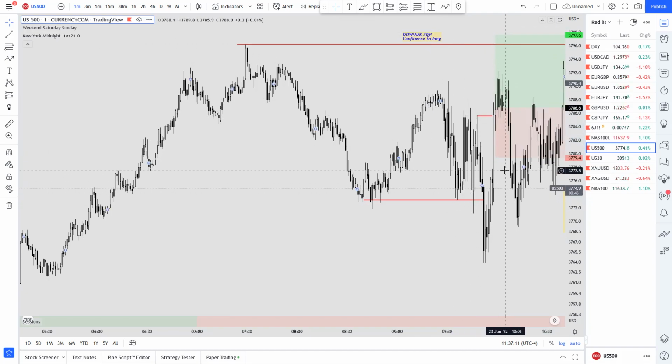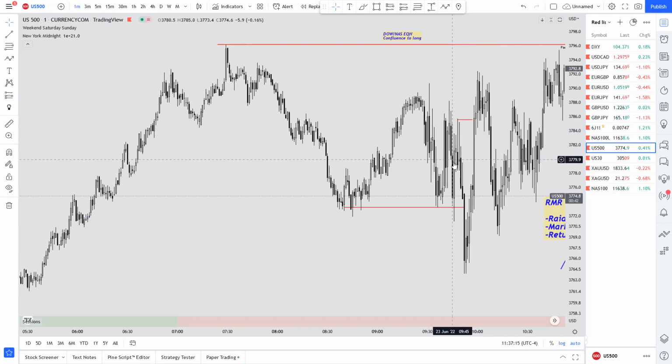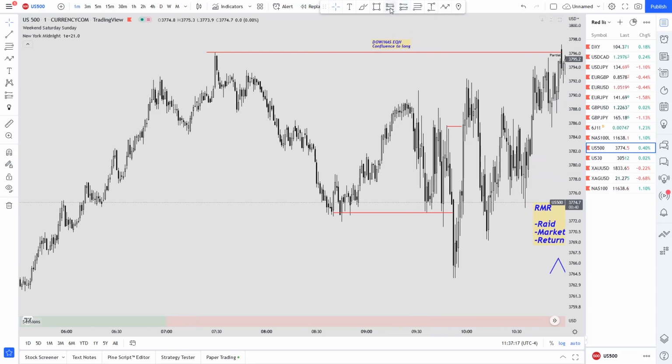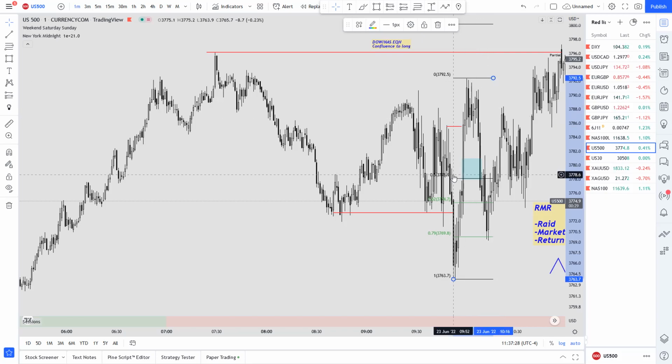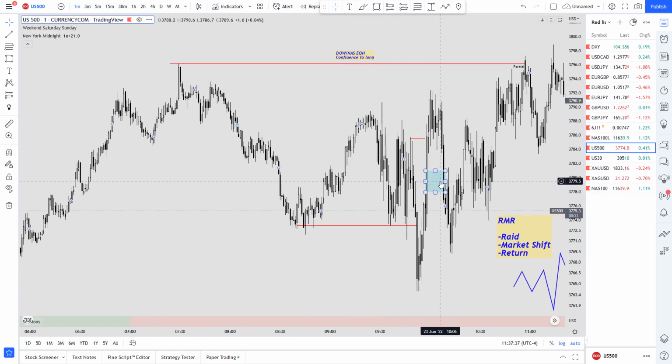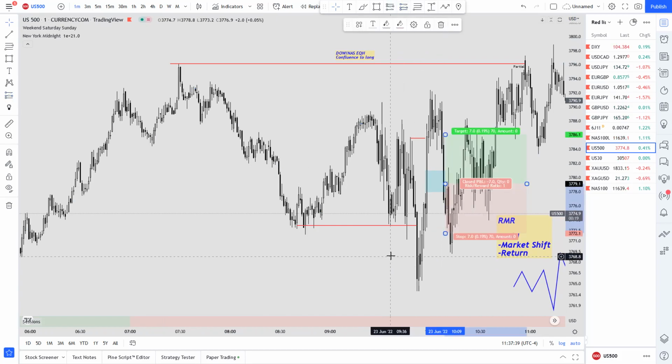Next thing we have to look for is the return, and that's where we participate. So where do we return to? We have a gap within here. We have a large order block in here. And if we draw a fib from the bottom to the top, anywhere under this 50% level would be an okay area to participate long as well. So we can place a long within this gap.